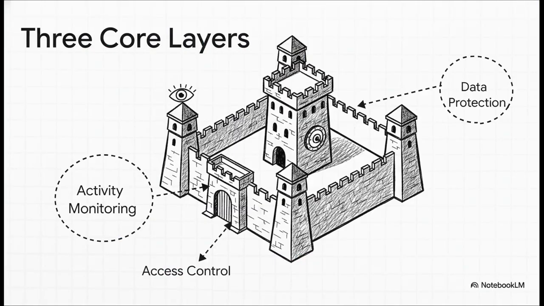So, our blueprint is built on three main layers. First, we have to control the gates. That's all about access control. Then, we need to secure the treasure itself, which is data protection. And finally, we've got to watch the walls with activity monitoring. Let's dig into each one.